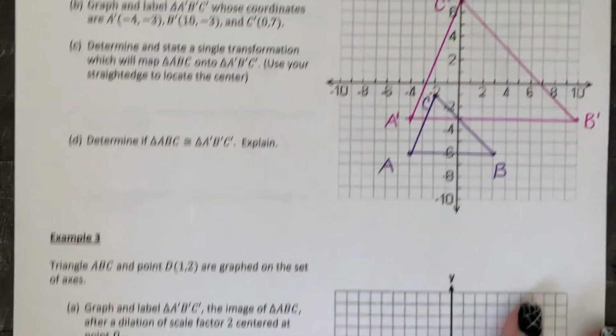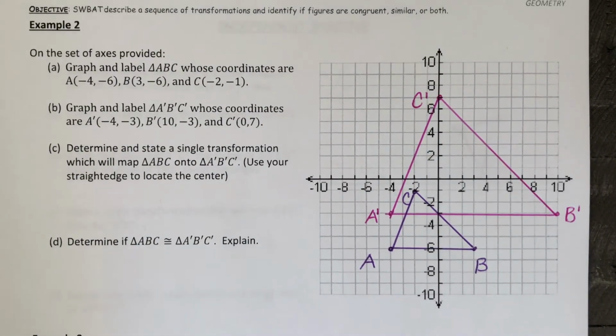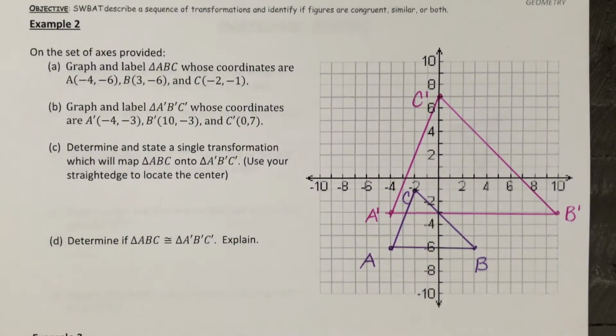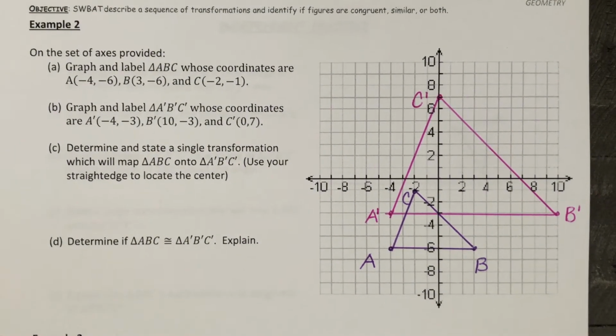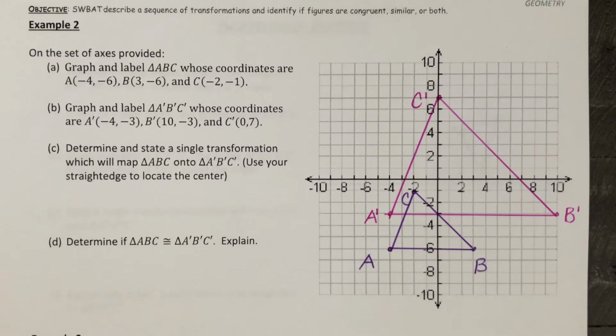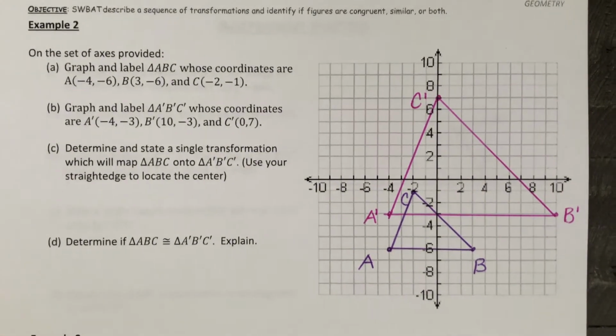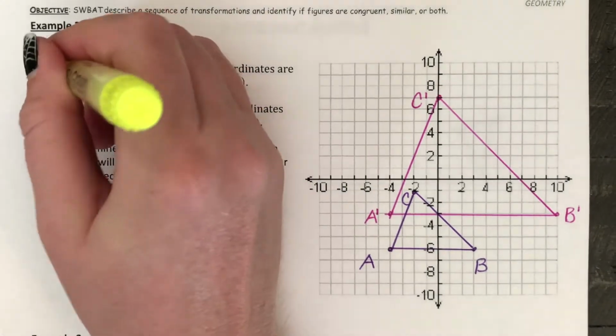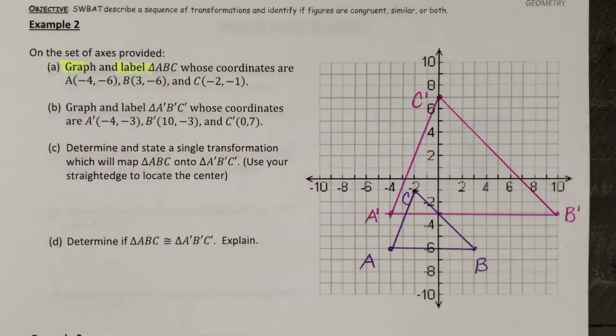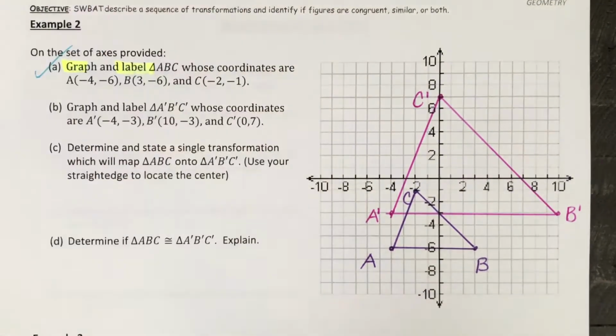All right, here we go. Let's look at example 2. All right. I went ahead and I just graphed in advance just to save us a little bit of time here. Okay, so if you need to pause and graph right now, feel free to do that. Part A, graph and label triangle ABC. There are the coordinates. I graphed it and I labeled it, so I know that part A is going to be completely done. I can give that a check.